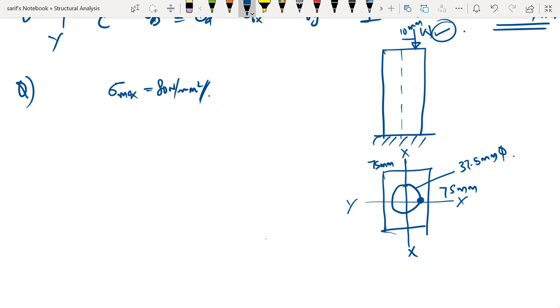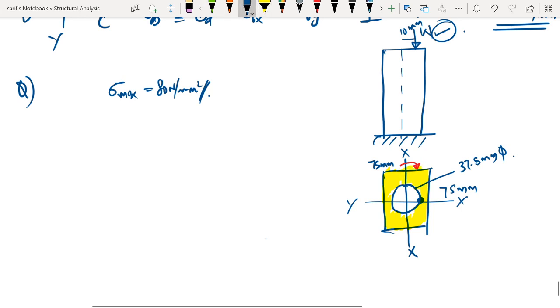So since the eccentricity is on this side, what is going to happen is, the bending is going to take place like this, and all the points on the right half of the x-axis are going to be under compression, and all the points on the left half are going to be under tension. Okay, now we also have to understand that the shaded portion is the exact column, and the circle is not available as part of the column.